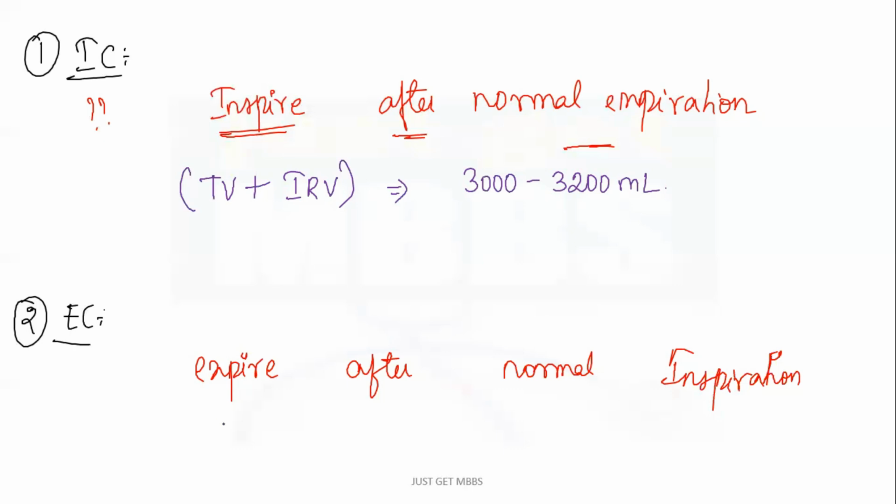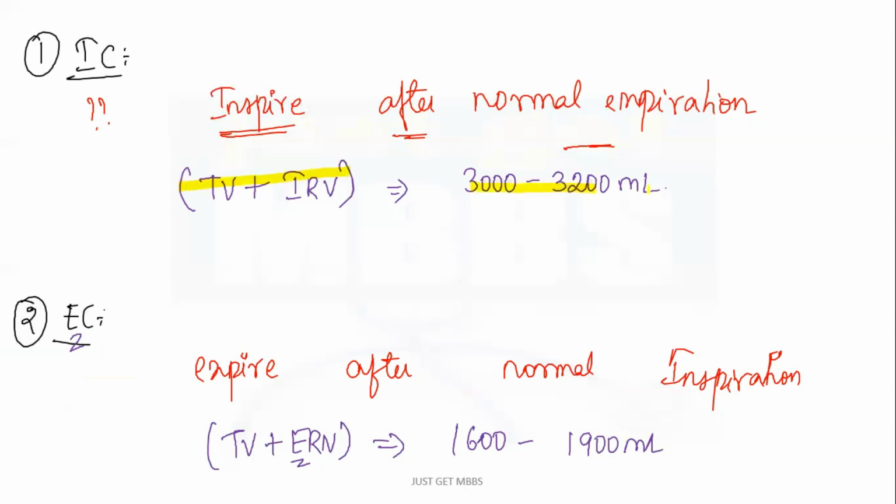Expiratory capacity will be tidal volume plus expiratory reserve volume. So it will be around 1600 to 1900 ml. This is the range. So late thousands, it is expiratory capacity, right? Inspiratory capacity is tidal volume plus inspiratory reserve volume, that sums around 3000 to 3200 ml. Expiratory capacity is TV plus ERV, that sums around 1600 to 1900 ml.